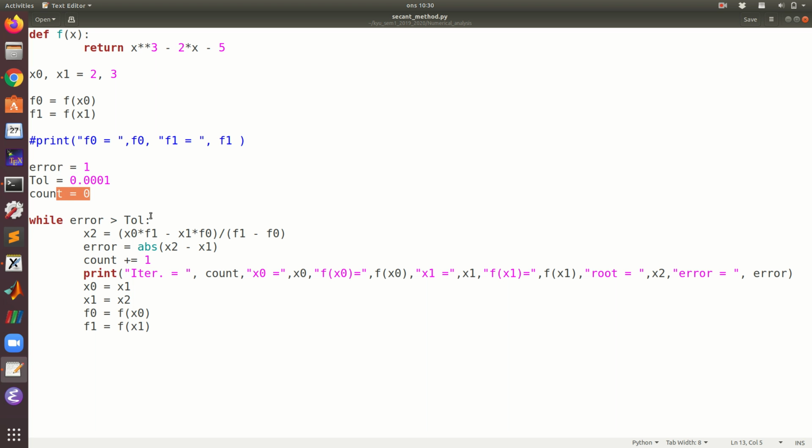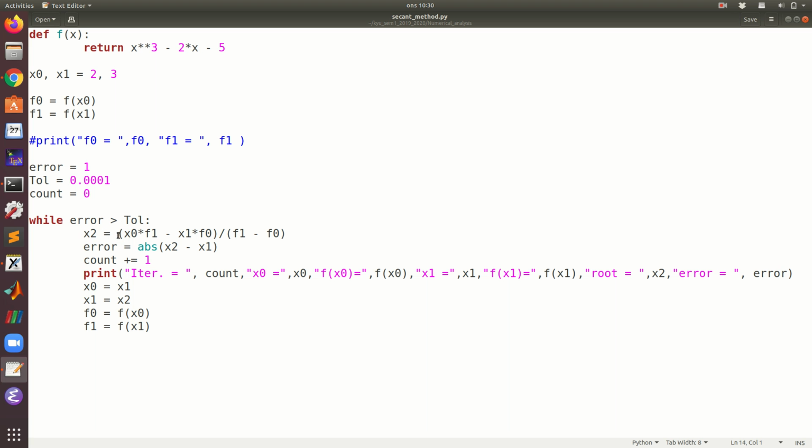You've seen this countless times, and then you've also seen this while loop. So you see that the things are more or less the same. We see the while loop, so we are going to run this loop while the error is greater than the tolerance. So what we have here, we have x2.